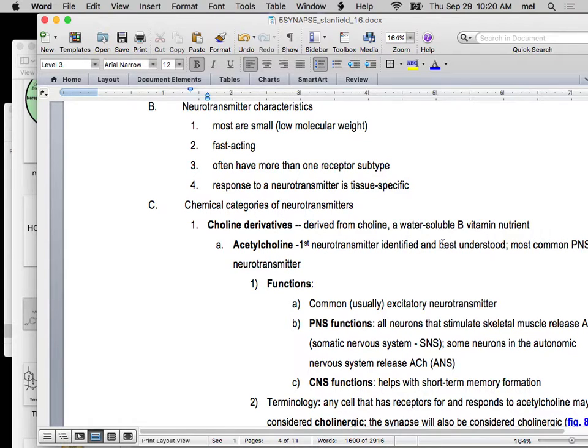Are they excitatory or inhibitory? Or sometimes both. What are the receptors called?